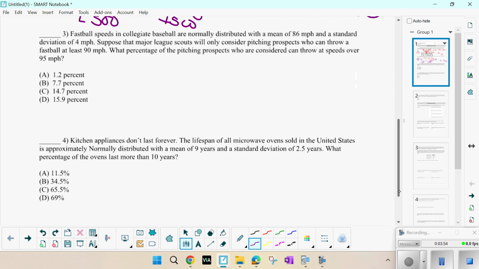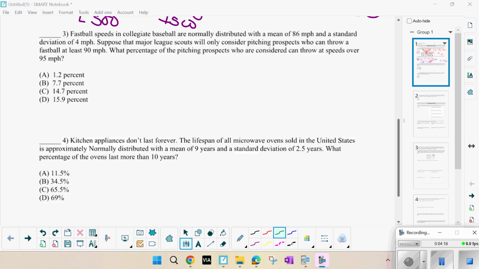Okay, number 3. Fastball speeds in collegiate baseball are normally distributed with a mean of 86 miles per hour, standard deviation of 4 miles per hour. Suppose that Major League Scouts will only consider pitching prospects who can throw a fastball at least 90 miles per hour. What percentage of the pitching prospects who are considered can throw at speeds over 95 miles an hour?